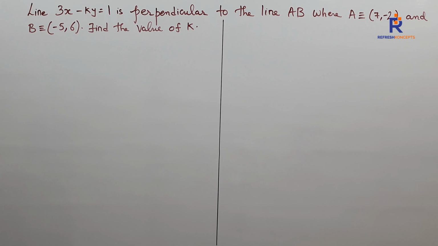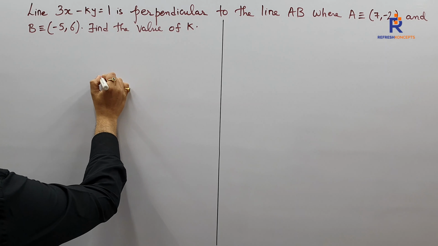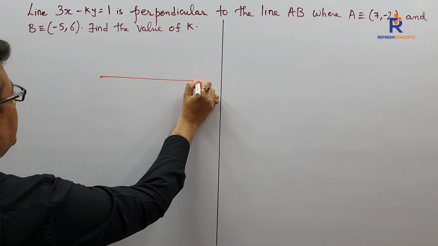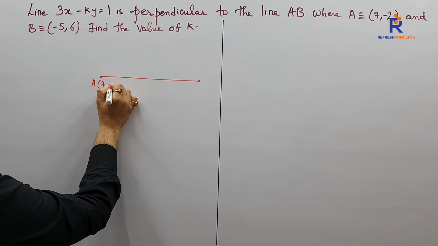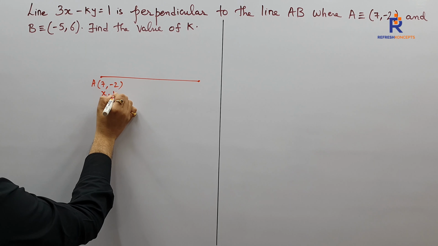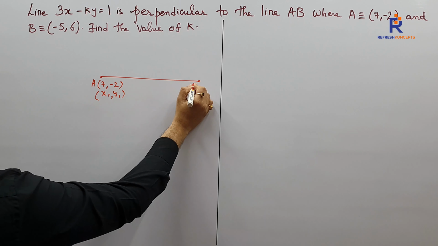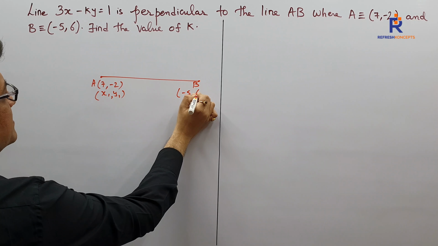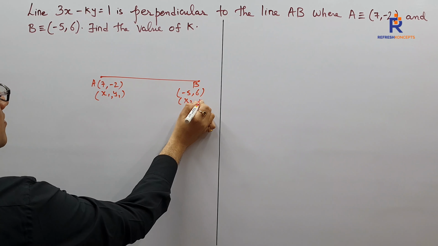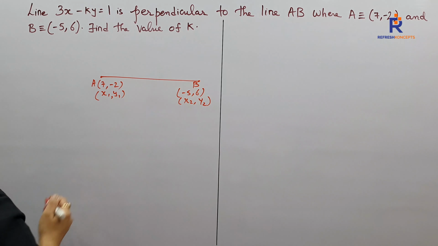Children, always try to draw a rough diagram from your end. So let's try and understand this particular sum. Say we have A and B. This is my A with coordinates (7, -2), let me say x1, y1. B with coordinates (-5, 6), again say x2, y2.